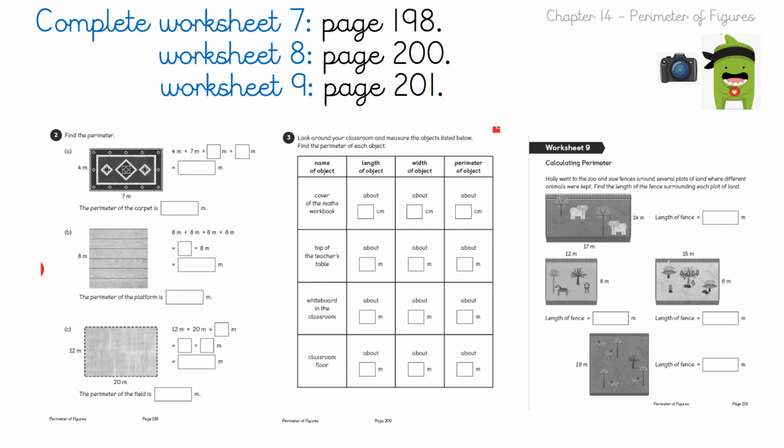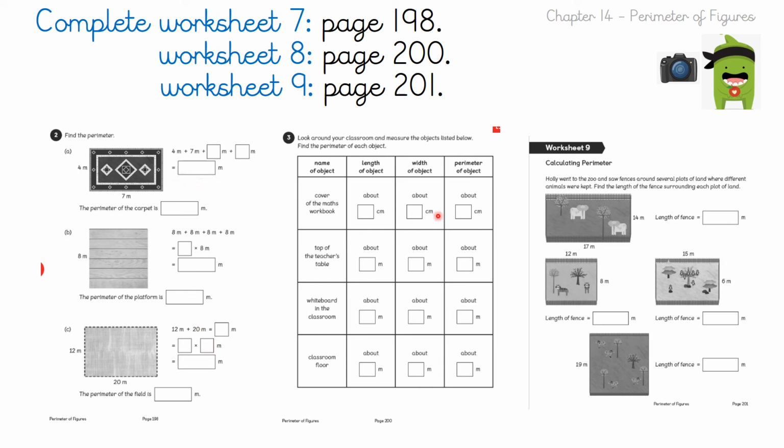We've come to the end of today's lesson, and I'm going to ask you to do pages 198, 200 and 201. You do not need to do the whole worksheet 7, 8 and 9, just pages 198, 200 and 201. So the first activity, page 198, you need to find the perimeter of these three objects. They have already started writing the method and the number sentence for you. So you need to complete it and write the perimeter of the object.